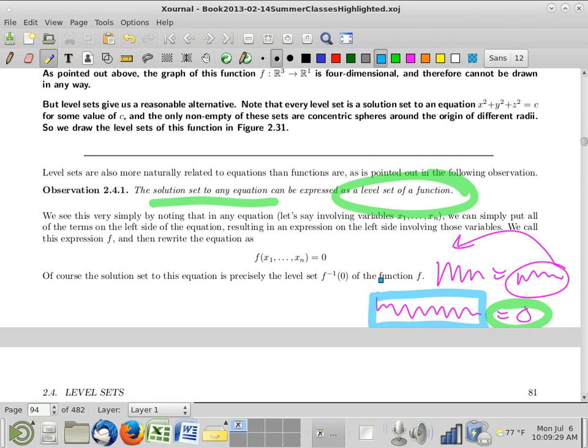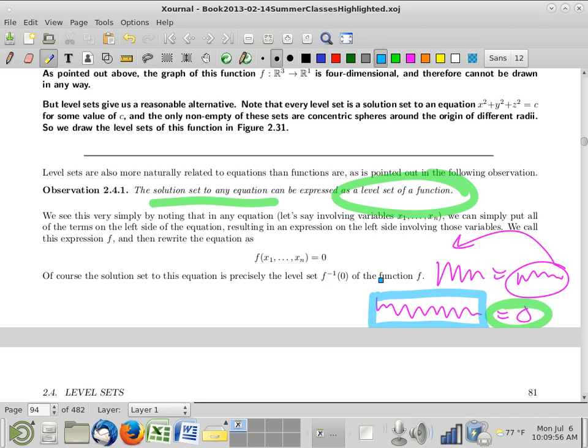So in particular, whenever you have an equation, if you reinterpret it as a level set of some function, and if you understand what the connections are between level sets and algebraic calculations of calculus, then you can use calculus to understand the solution set to any equation, at least in some certain ways. So that's a really neat trick.